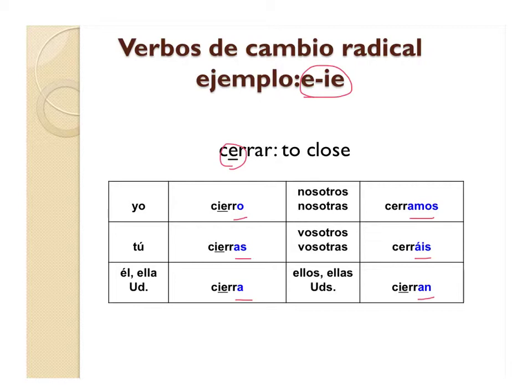So the yo form is cierro, tú cierras, él, ella, usted cierra, nosotros y nosotras cerramos, vosotros y vosotras cerráis, y ellos, ellas, ustedes cierran. So you notice as we go through that we have stem change, stem change, stem change, and stem change in the yo, tú, él, ella, usted, and ellos, ellas, ustedes forms. But you notice that there is no stem change in the nosotros form or the vosotros form.